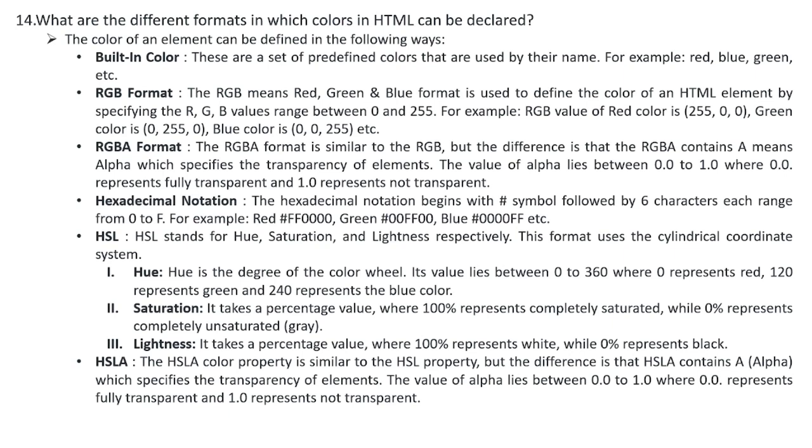HSLA. The HSLA color property is similar to the HSL property, but the difference is that HSLA contains A, alpha, which specifies the transparency of elements. The value of alpha lies between 0.0 to 1.0, where 0.0 represents fully transparent and 1.0 represents not transparent.